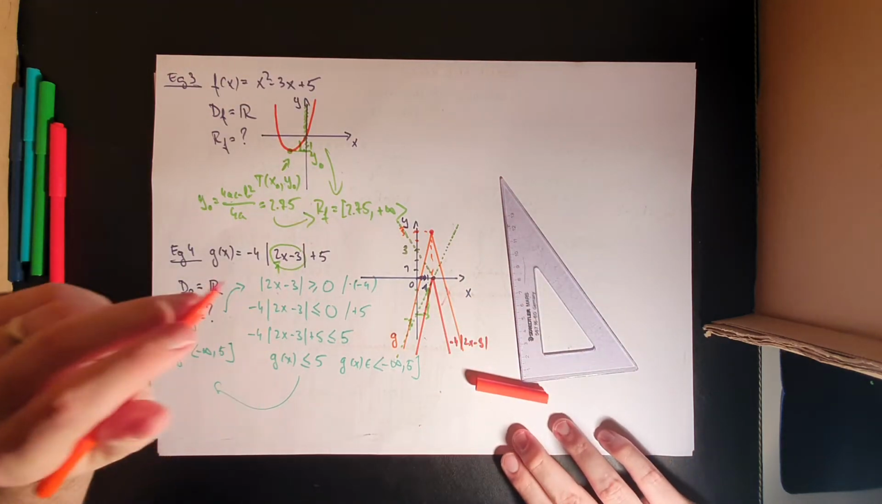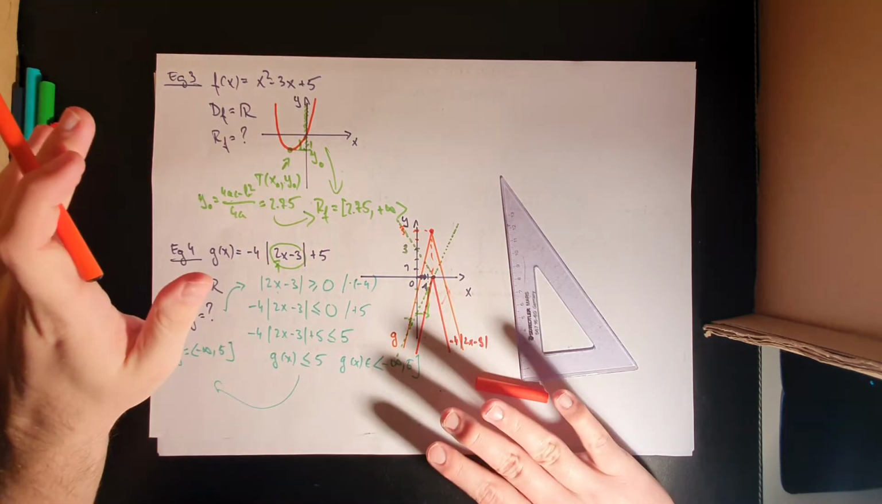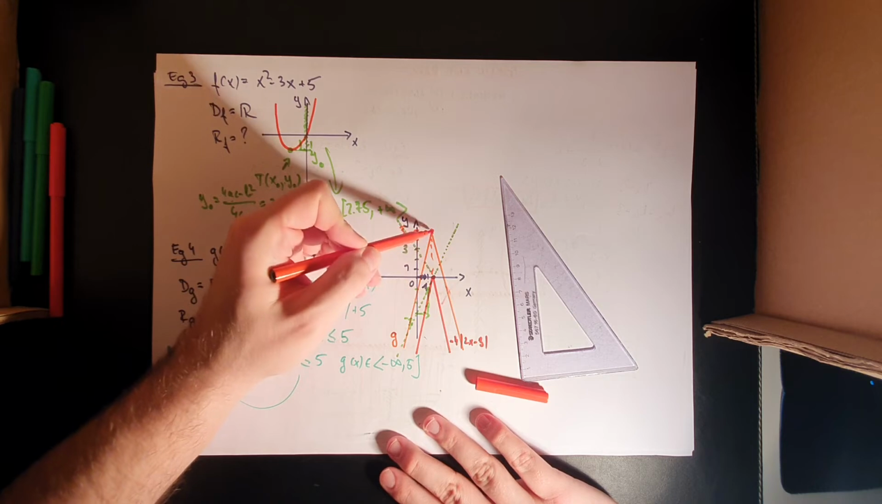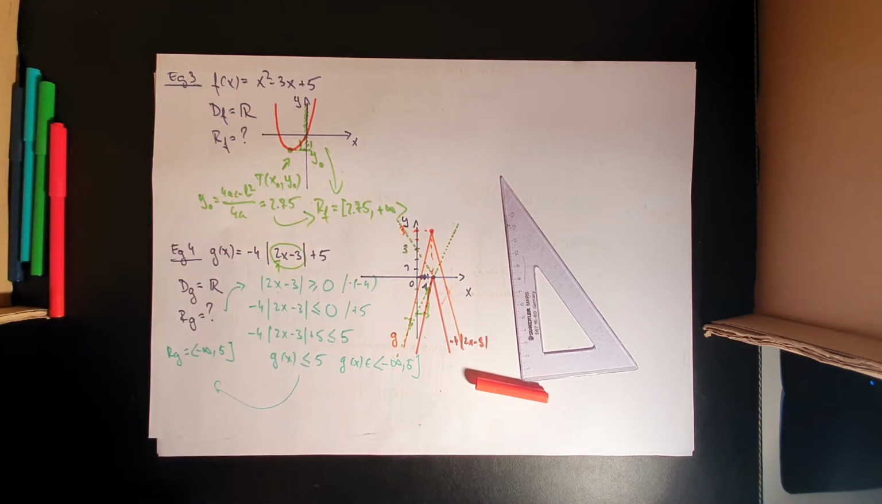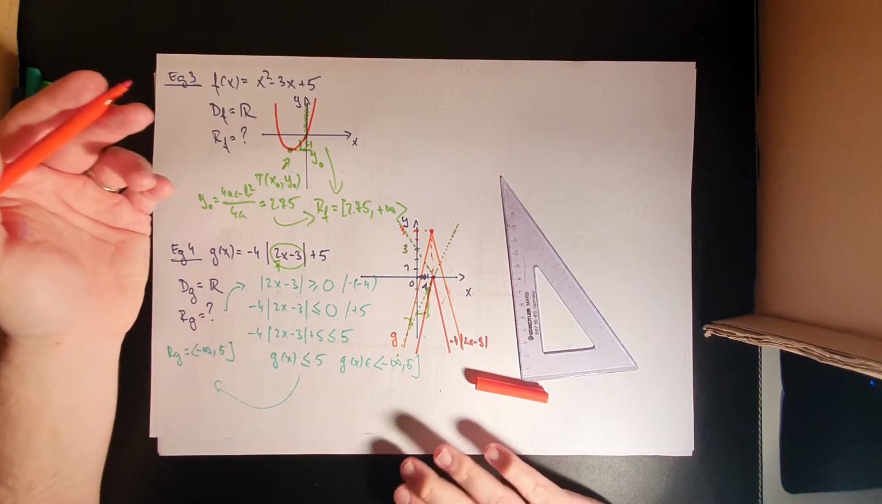Okay, now why is this important if you want to take a look at graphically? We're just looking at the range. Domain doesn't matter. I don't even care where this point actually is on the x-axis. You can calculate if you need be. But for this range, we don't care.